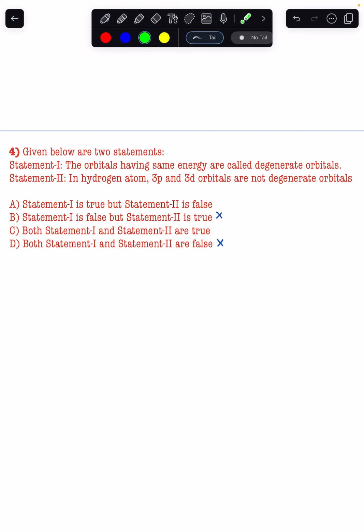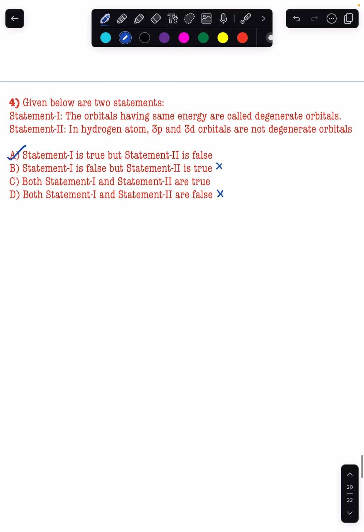Now, it also says in hydrogen atom 3p and 3d orbitals are not degenerate orbitals. This is also wrong, because this statement would be true for any other atom. But I explained to you as an exception above, if you remember, that this says in hydrogen atom. So in hydrogen atom, these are degenerate orbitals. So statement 1 is true because same energy is called degenerate orbital, but statement 2 is false. So this option is going to be correct.